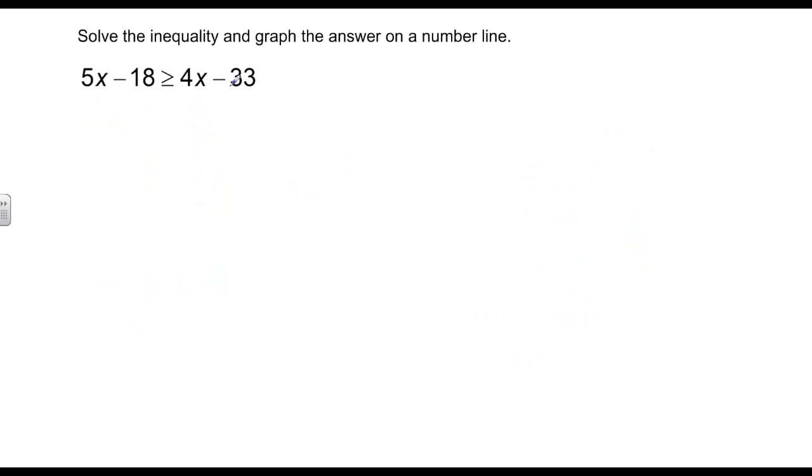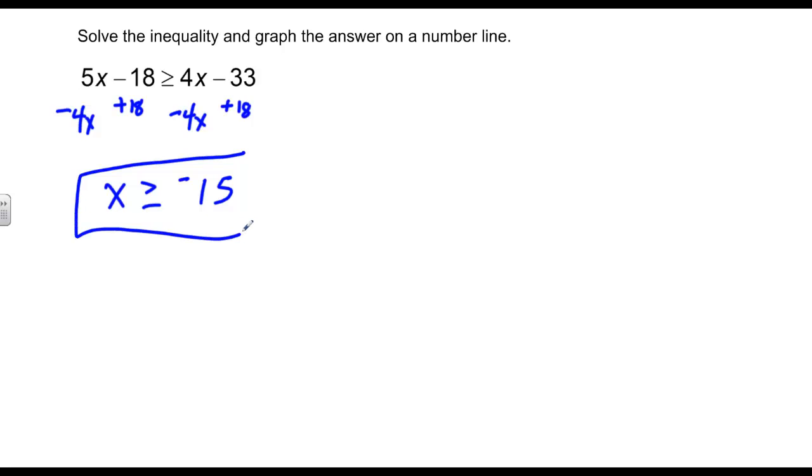Once again, I have variables on both sides. I need to keep my variables positive. So I'm going to subtract 4x from both sides. And while I'm doing that, I might as well add 18 to both sides. So I get x is greater than or equal to negative 15. Once again, algebraic solution. Here's negative 15. It could equal negative 15, so I'm going to fill in that circle. And greater than moves to the right.